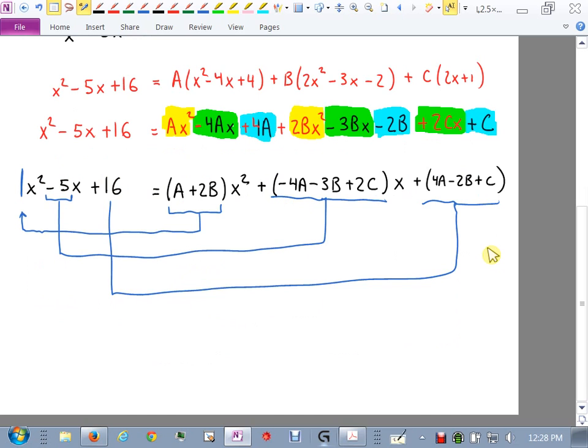Let me write down my equations, and I'll write it as a system of equations. I'll make sure I'm in alphabetical order here. The first equation says a plus 2b must equal 1. Next equation says negative 4a minus 3b plus 2c must be negative 5. And then last, 4a minus 2b plus c must be 16. Now, if I could just solve that system of equations, I'd be done.